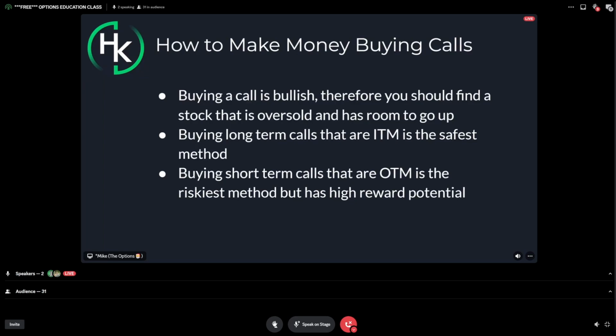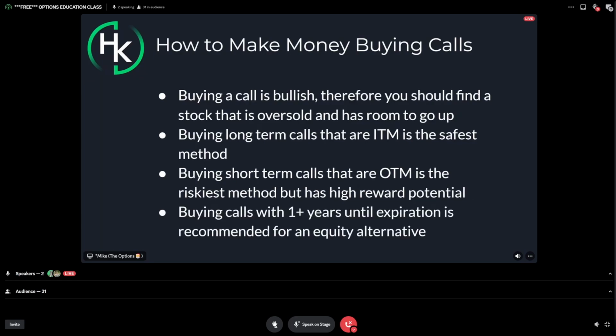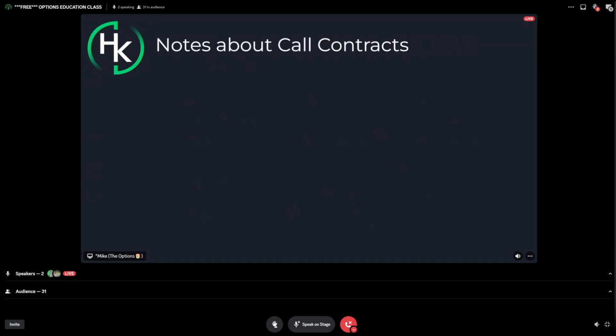Anytime there's a high risk, there's going to be a higher reward, and vice versa, when you're trading options. So buying calls with 1+ years, that's called a LEAPS option, is recommended if you're looking for an equity alternative. In other words, you want to buy a call rather than buy shares of a stock.